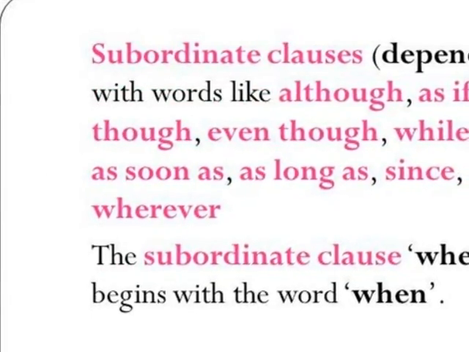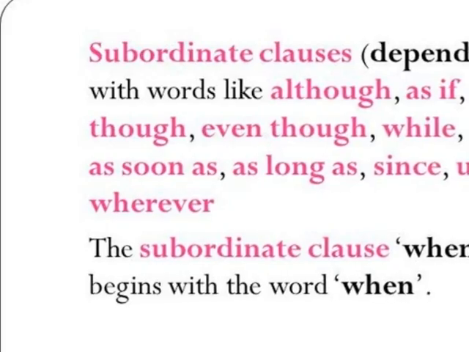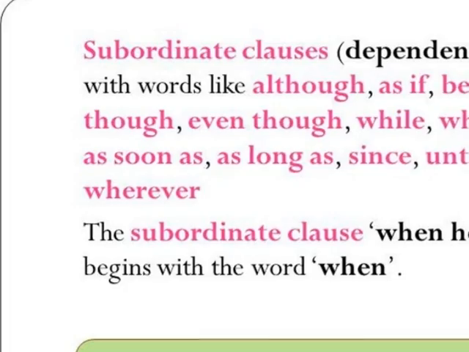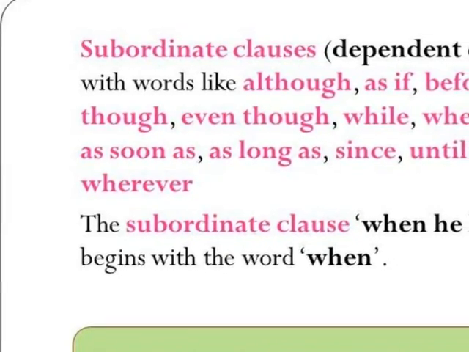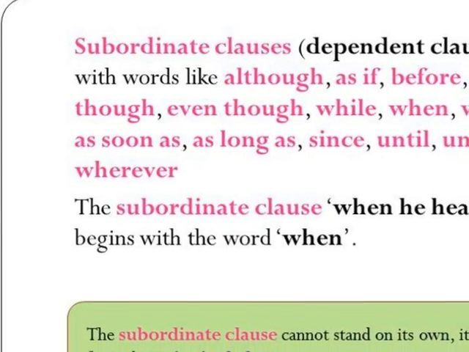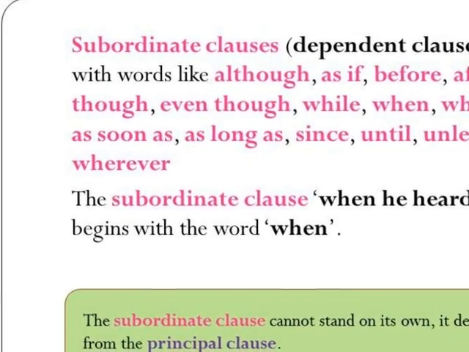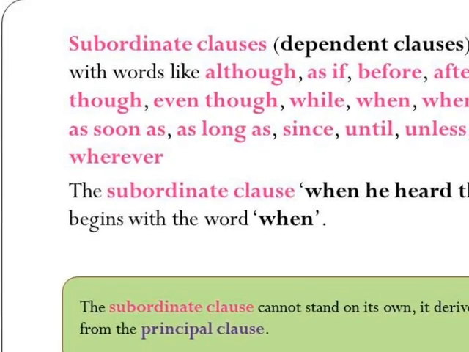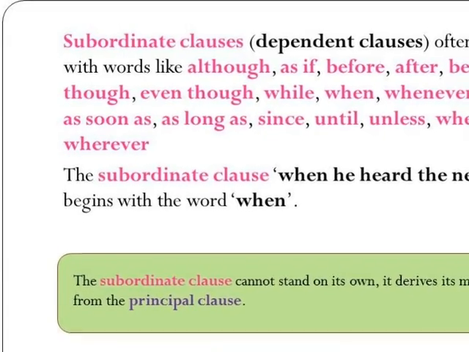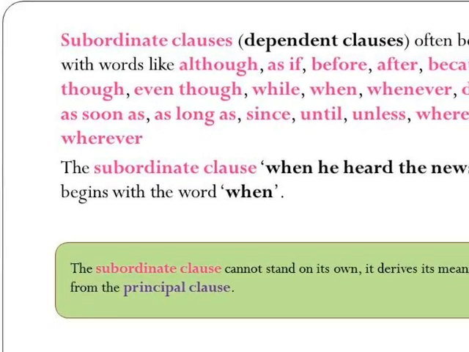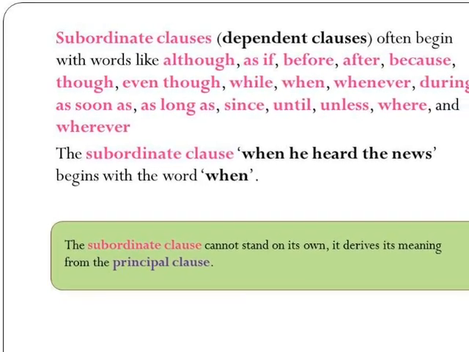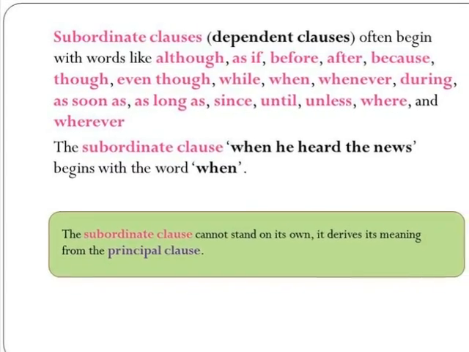Subordinate clauses, dependent clauses, often begin with words like although, as if, before, after, because, though, even though, while, when, whenever, during, as soon as, as long as, since, until, unless, where, and wherever. The subordinate clause when he heard the news begins with the word when. The subordinate clause cannot stand on its own. It derives its meaning from the principal clause.